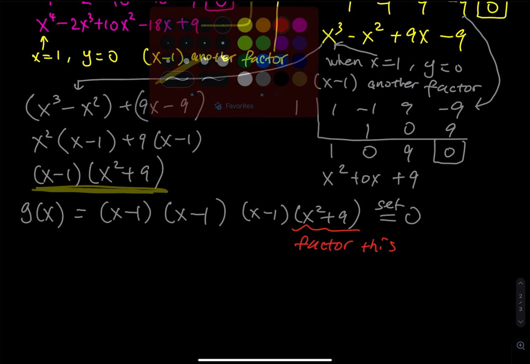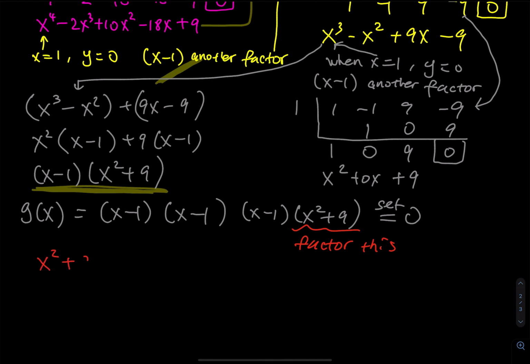Okay, let's do that in red. So we have x squared plus 9. Remember that a squared plus b squared cannot be factored, but here is the secret, which is something that I want you to know. So this can be factored into x plus the square root of negative 9, and then x minus the square root of negative 9. Is that going to work?